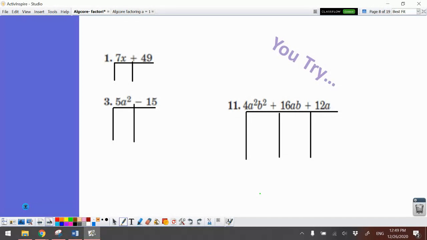Okay, so here's 3 more. Go ahead and hit pause, see what you can do with these. Remember, you're looking at the numbers 2, 3, 4, 5, 7. Those are the numbers you want to think about with division.